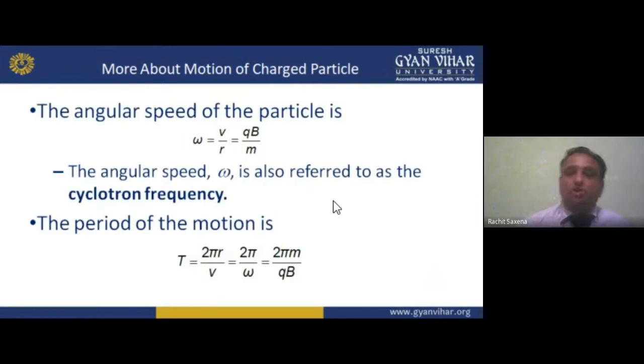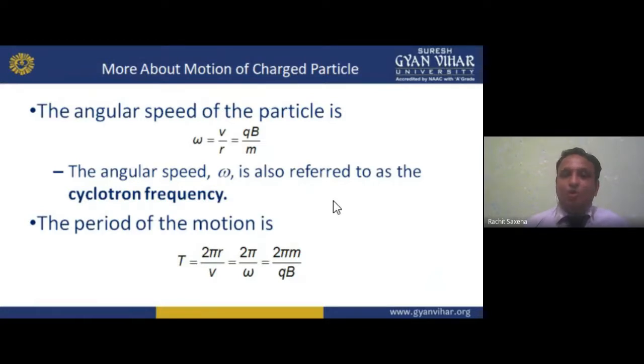More about the motion of a charged particle. Now the angular speed of the particle is given by omega, and omega is basically v by r. That is qB by m, that is, charge into magnetic field by mass.